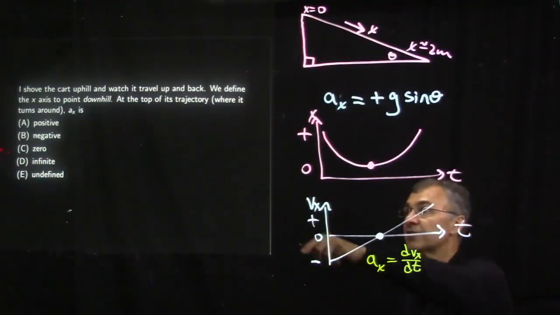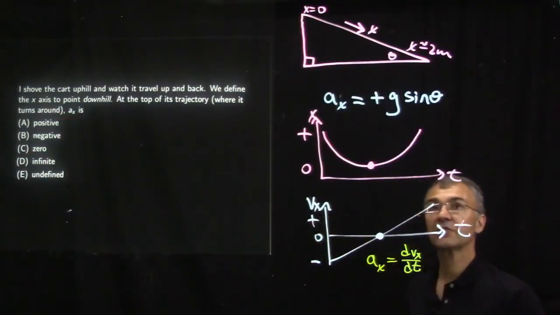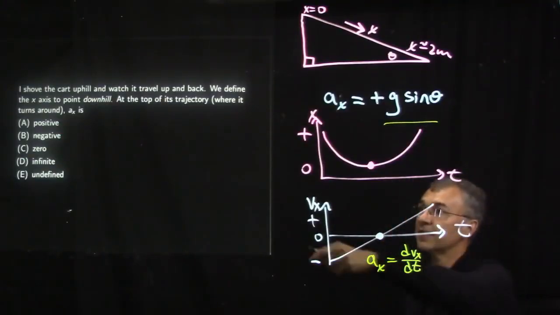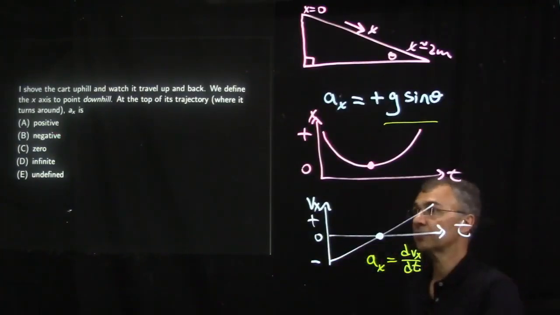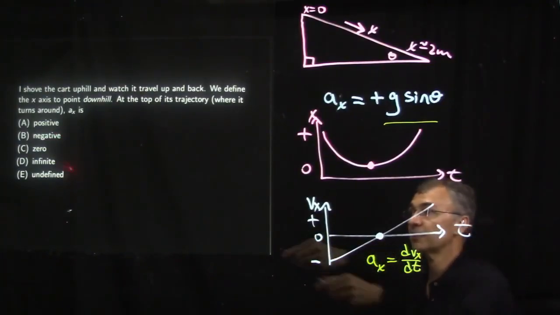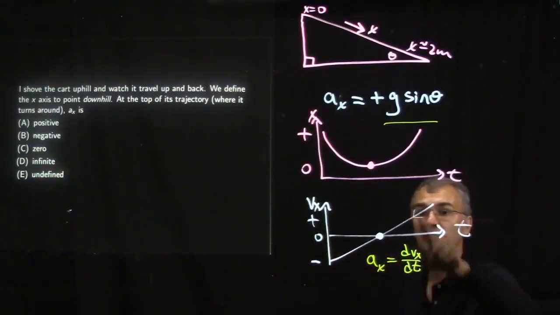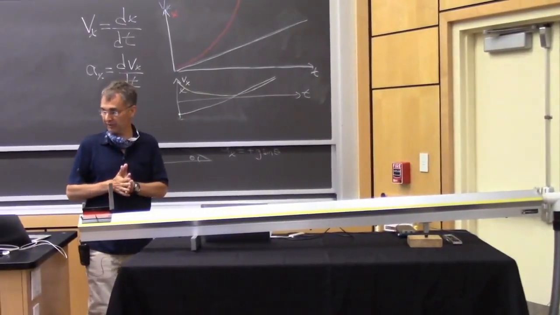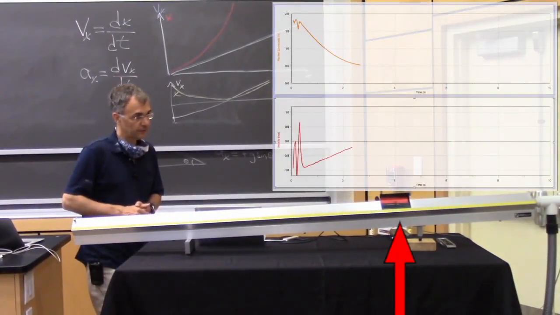So I think the answer is positive. So a sub x is still positive g sine theta at that instant. So I think, yeah, it's not negative because this is a positive slope. It's not 0 because this is a positive slope. It's not infinite or undefined. I think it's positive. So a sub x is positive. So I think I like this answer. Let's watch the graphs one more time. This point.